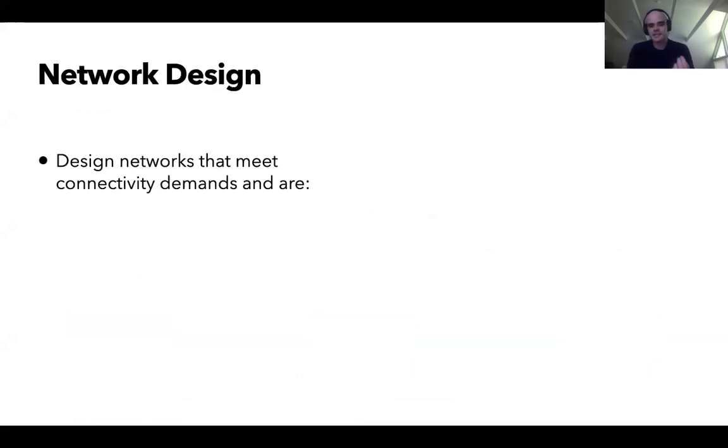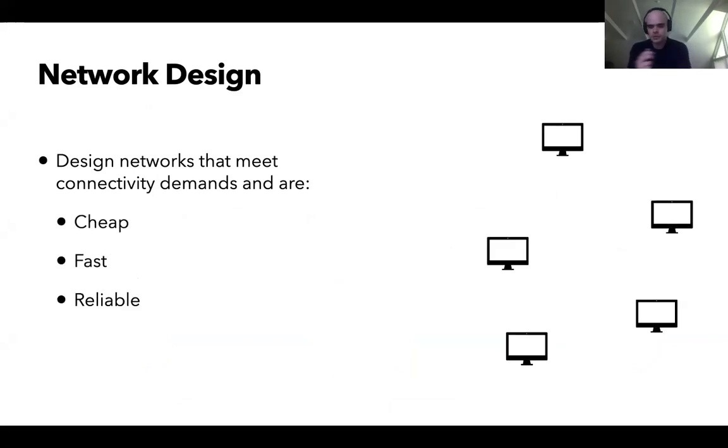So network design is this great field, in theory, that's all about trying to find networks that satisfy certain connectivity requirements. And in particular, what we'd like is that our networks are cheap, fast, and reliable. The sorts of connectivity requirements that people care about in practice are quite varied. You might imagine that you're given some collection of computers and you want to build out some network so that all of your computers can communicate with one another.